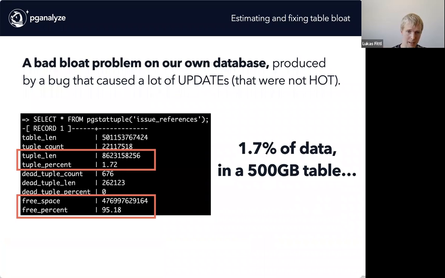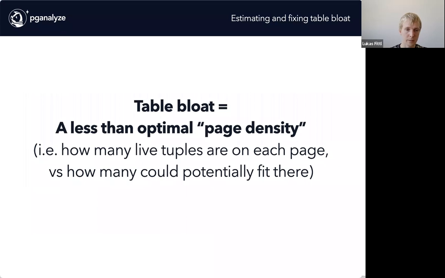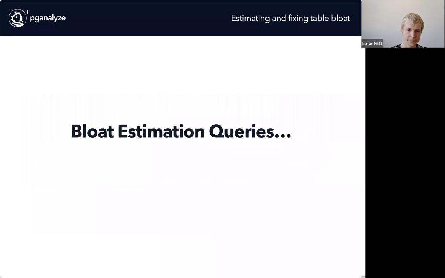And this was an application bug. We did a lot of updates. They were not HOT updates, and we essentially messed up our table. Really, this was a problem on the application side. However, it cost us this table bloat. And I like to think of table bloat as a less than optimal page density, like how many tuples are on the page versus how many could actually fit there.